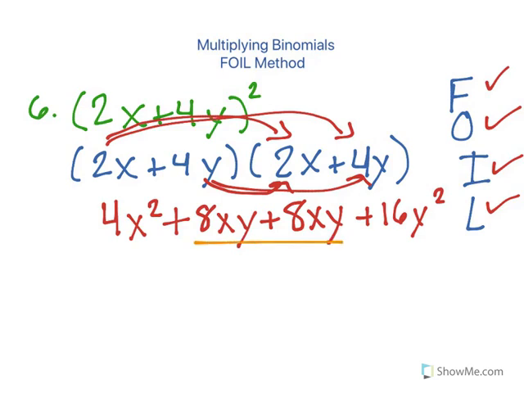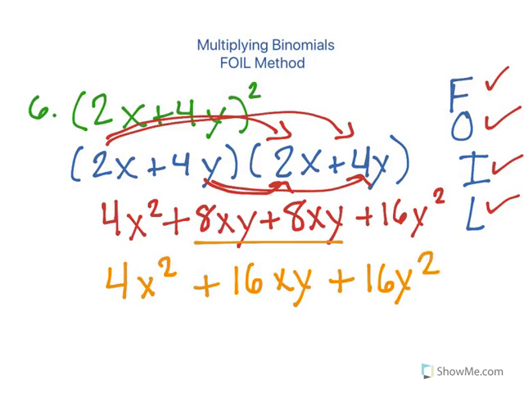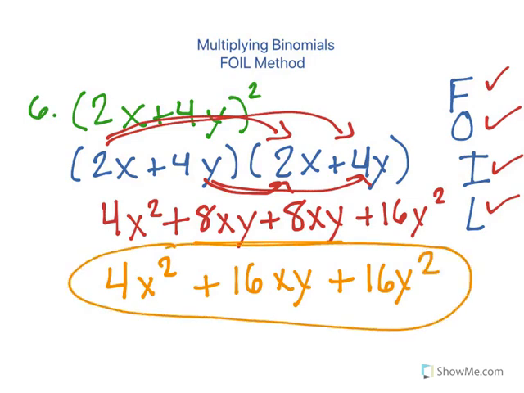Combine those middle terms, which match, but bring down that 4x squared, and then my 8xy plus 8xy is 16xy, and then bring down that last term, 16y squared. That is your final answer, and again, that's called a perfect square trinomial because it's the result of 2x plus 4y squared.